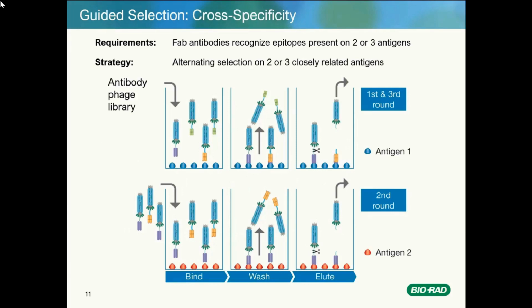In the second selection example, we achieve cross-specificity. Fab antibodies recognize epitopes present on 2 or 3 antigens, for example, a human and mouse target. We alternate the antigens during the panning. We use the human antigen, for example, in round 1 and 3, the blue dot, and the mouse antigen in round 2, the red dot.